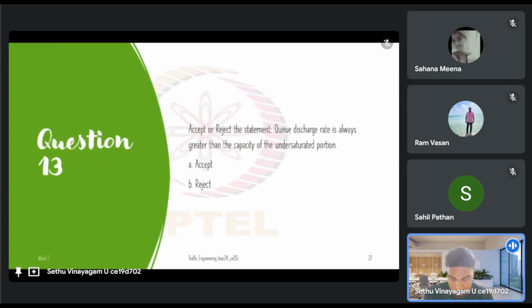So why? Because we are talking about Q discharge rate and capacity at undersaturated conditions. So when does a Q form? A Q forms when you have saturation condition, right? When you have higher demand than the capacity, than what the facility can serve, that's when the Q of vehicles starts building up, right? So we are comparing the flow that is happening from the congested state, and also the flow that is happening in the non-congested state, right?